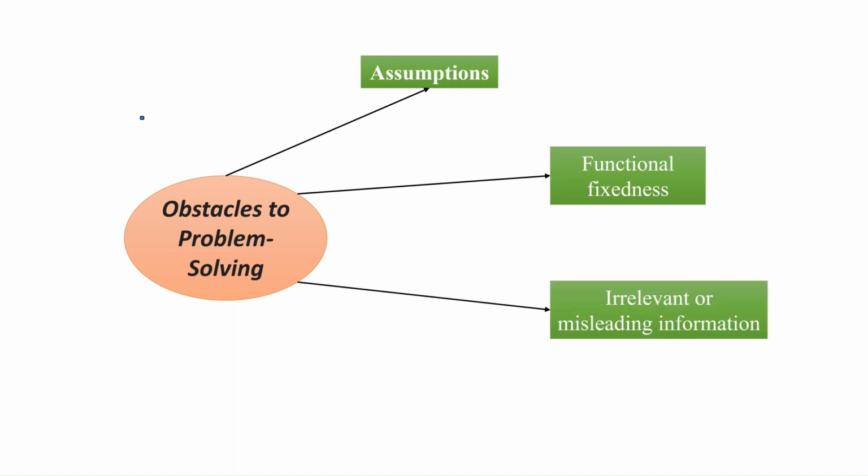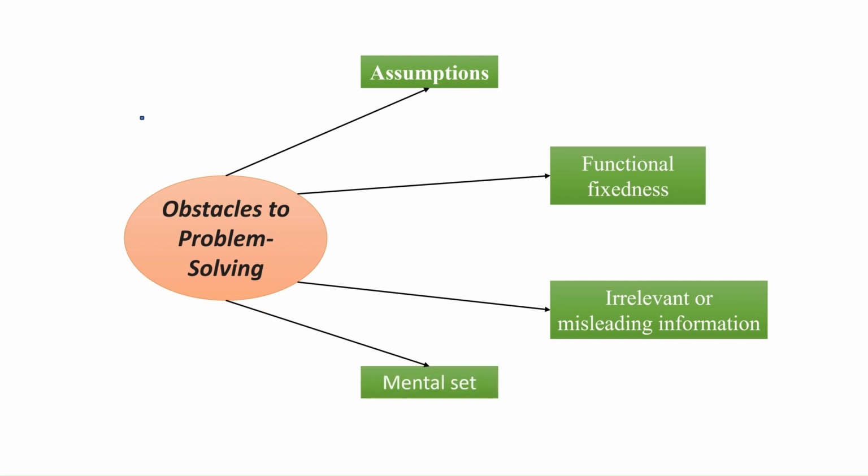Irrelevant or misleading information. When trying to solve a problem, it's important to distinguish between information that is relevant to the issue and irrelevant data that can lead to faulty solutions. The more complex the problem, the easier it is to focus on misleading or irrelevant information.